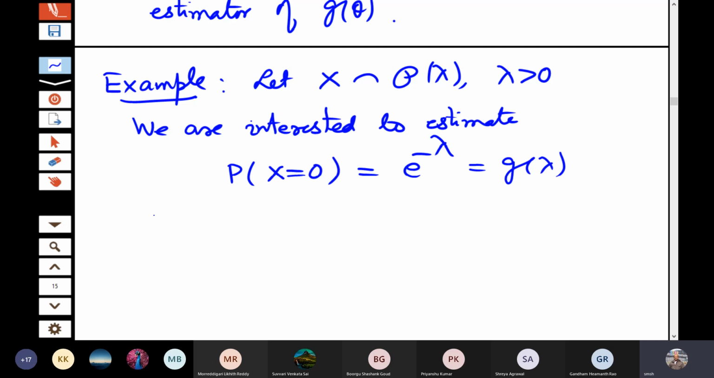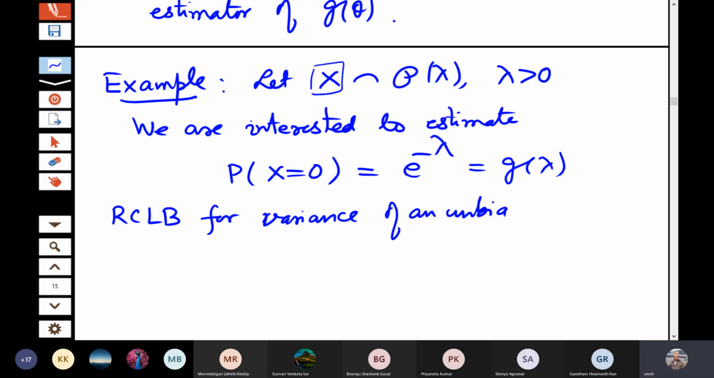So first of all, what is the lower bound? If you remember, the lower bound for the variance of an unbiased estimator for lambda, based on the sample X1, X2, ..., Xn, was lambda by n. Here I have taken only one observation, X, so it will be simply lambda. Okay. So CRLB for variance of an unbiased estimator for lambda is lambda.